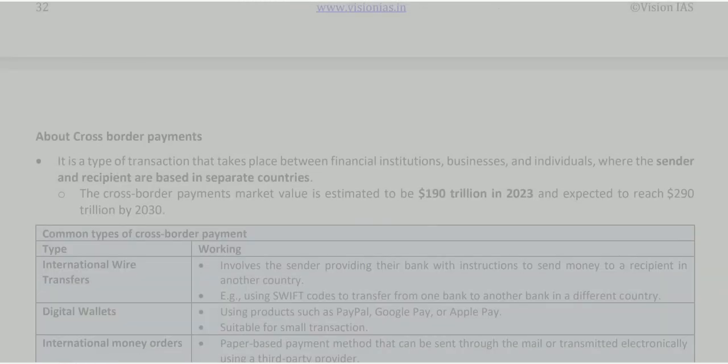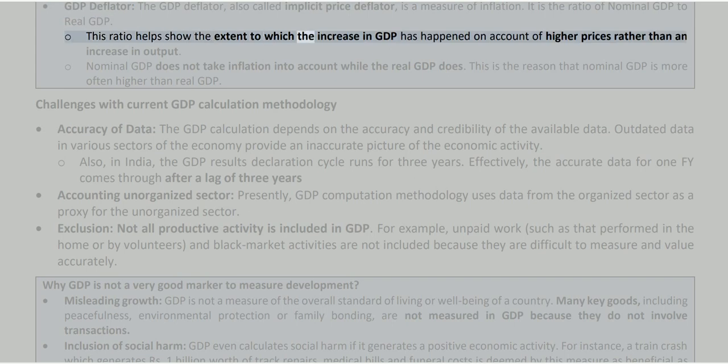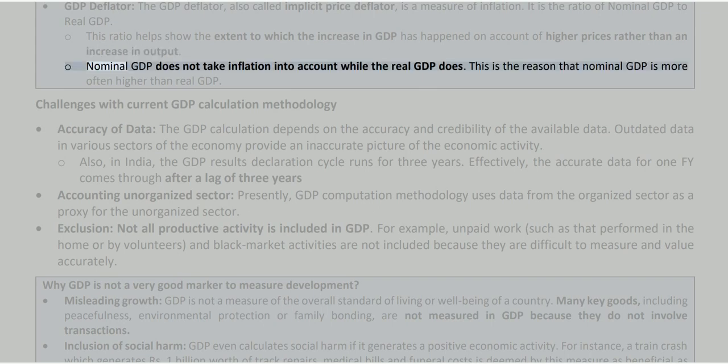GDP deflator. The GDP deflator, also called implicit price deflator, is a measure of inflation. It is the ratio of nominal GDP to real GDP. This ratio helps show the extent to which the increase in GDP has happened on account of higher prices rather than an increase in output. Nominal GDP does not take inflation into account while the real GDP does. This is the reason that nominal GDP is more often higher than real GDP.